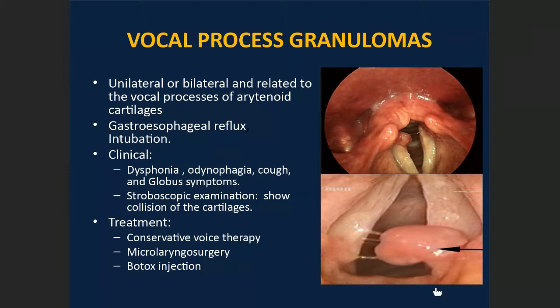You will put a Botox injection to paralyze that area to avoid the contact. Medically, you will start the patient on anti-reflux medication and follow him, and it will be resolved most of the time. If not resolved, you will remove it by microlaryngeal surgery. But here you have the treatment options for that.